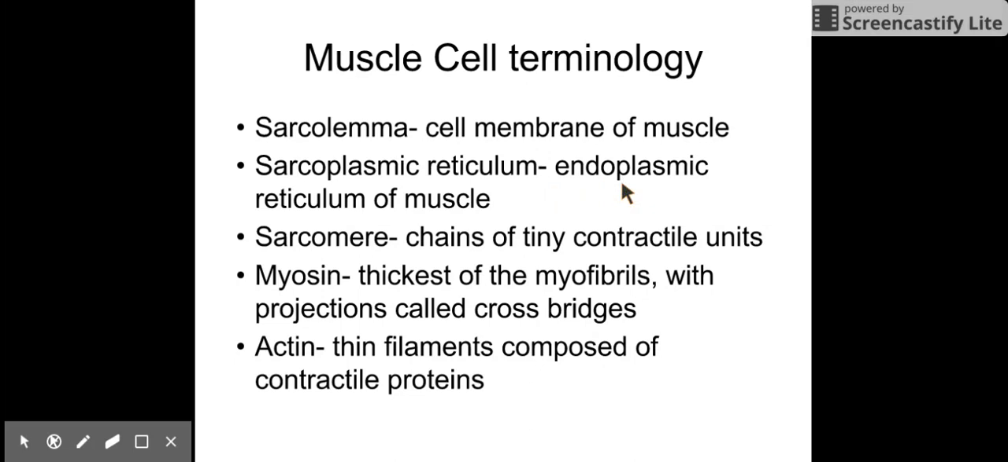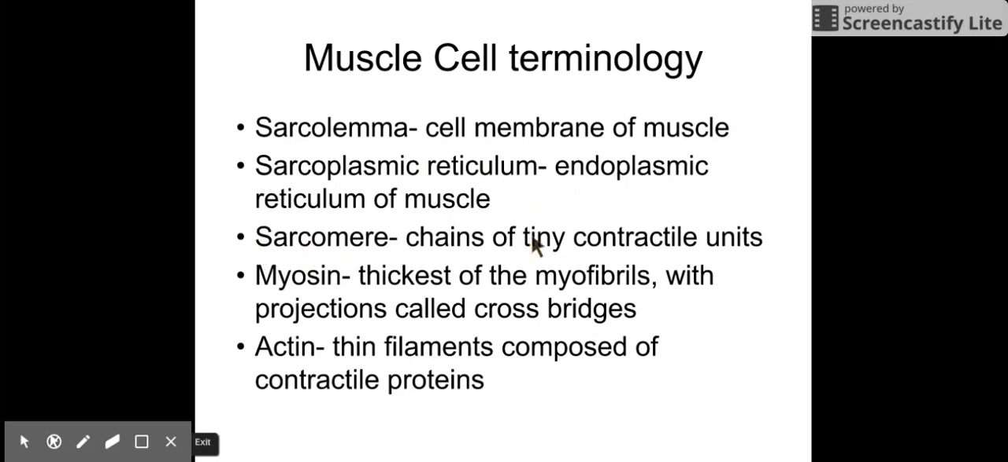But the really cool thing about the endoplasmic reticulum of a muscle, or the sarcoplasmic reticulum, is that it's the place where all of these proteins for pumping in calcium ions are placed. So they're really important for actually getting contraction of your muscles to happen.